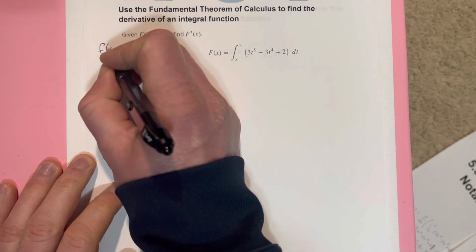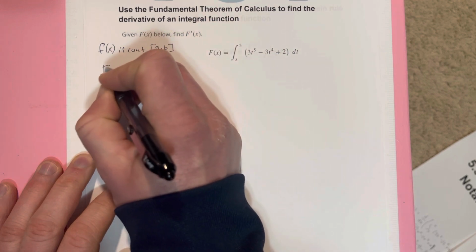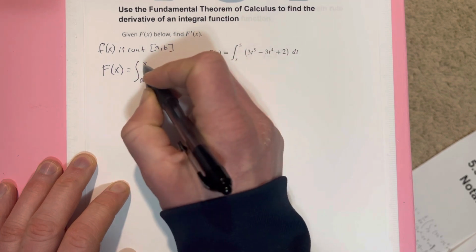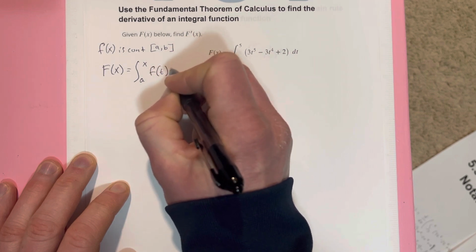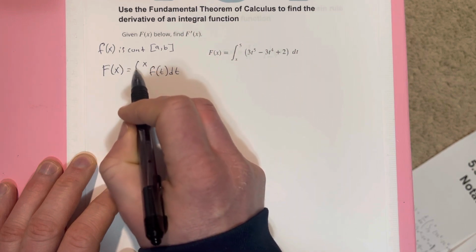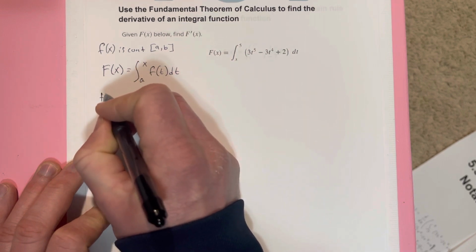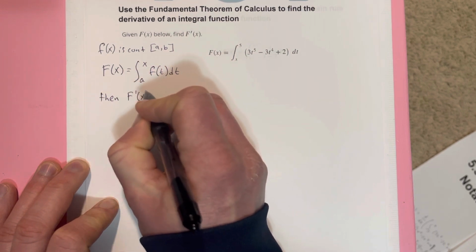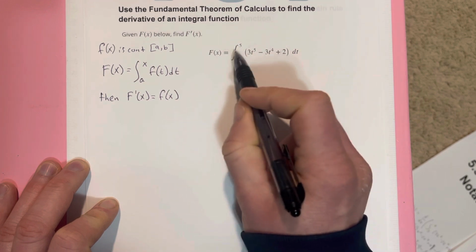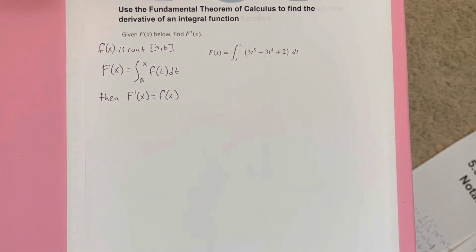So the fundamental theorem of calculus states that if f of x is continuous over [a, b], and capital F of x is equal to the integral from a to x of f of t dt, then F prime of x is equal to f of x. So when I take the derivative of F of x, I get just the original function that was in there, but with x as its variable instead of t.